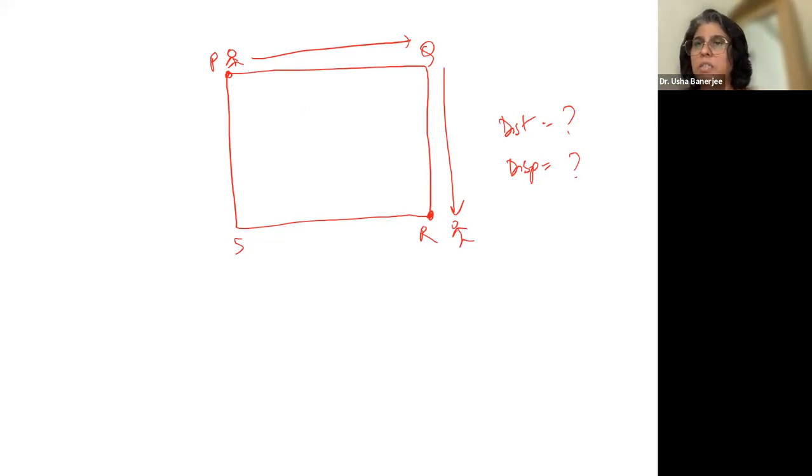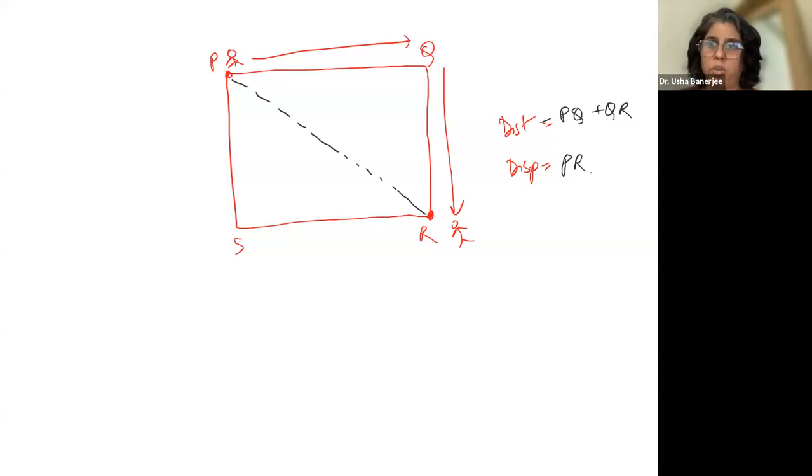So what is my distance? Distance is PQ plus QR. Yeah, length plus breadth, it's okay. And what is my displacement? Displacement is the shortest path, which is the diagonal PR. If you know the length and breadth, using the Pythagoras theorem, you know the Pythagoras theorem, right? So using it, PQ square plus QR square, you can easily calculate the value of the displacement.